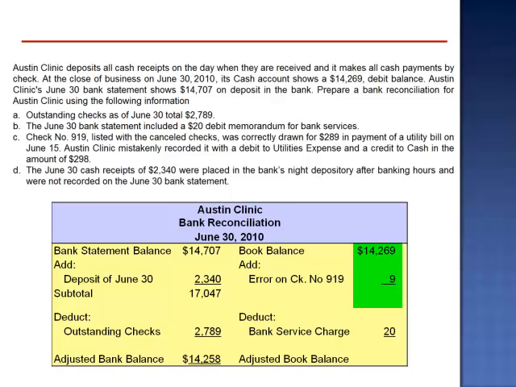Then we calculate the adjusted book balance. $14,269 plus 9 gives us a subtotal of $14,278. Minus the bank service charge of $20 is an adjusted book balance of $14,258. Our checking account has been reconciled.